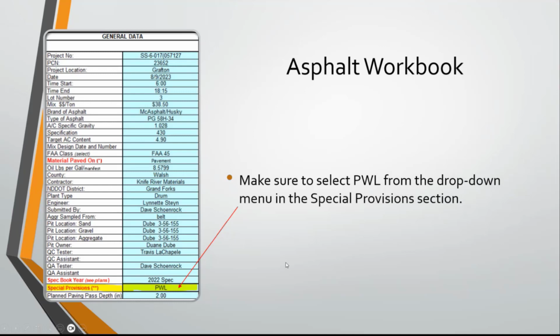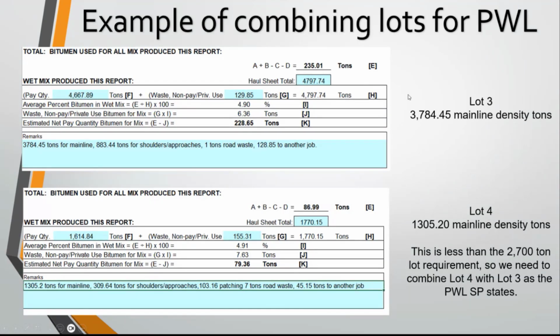This part will go over the workbook and how to combine two days of paving for a PWL workbook. You're going to want to make sure on your special provisions selection on your summary page that you select PWL. Otherwise, you're going to have some problems. This was from my project this summer. I had a day, lot 4, where I only had 1,305 tons. This is an example of where you'd need to combine those two workbooks to make one full lot.